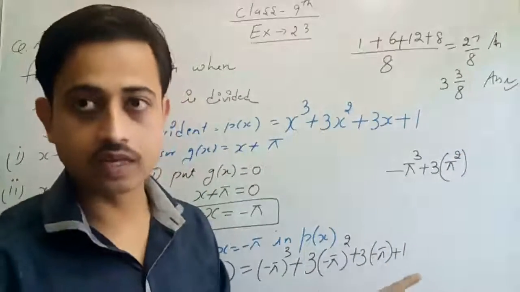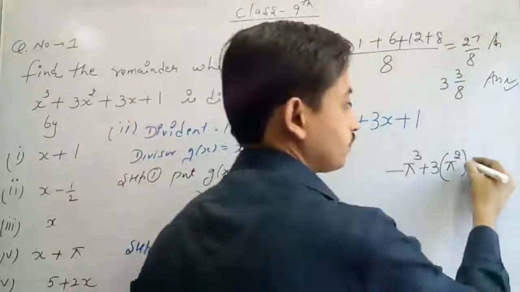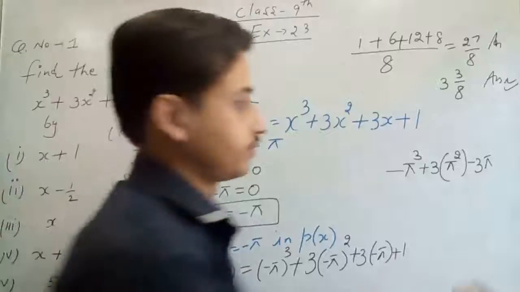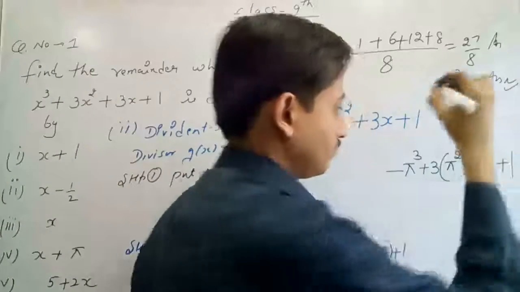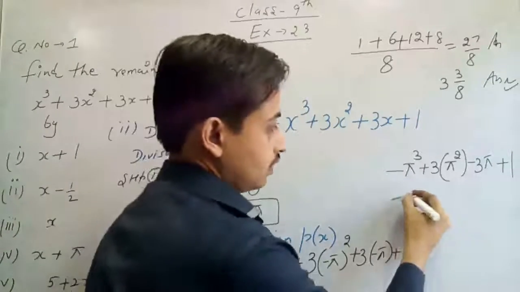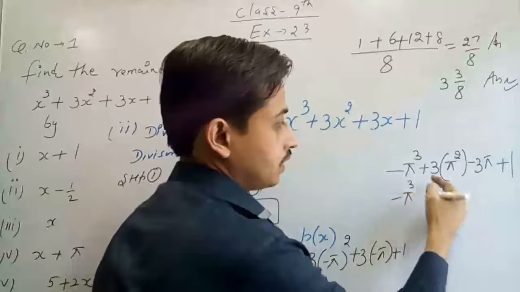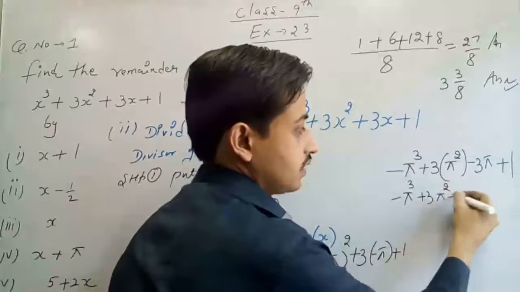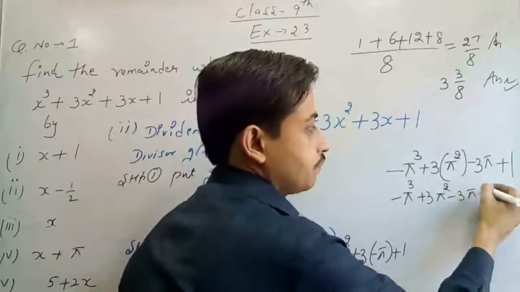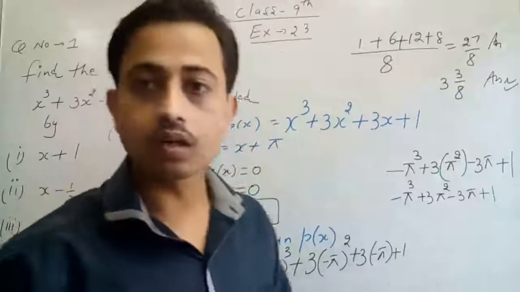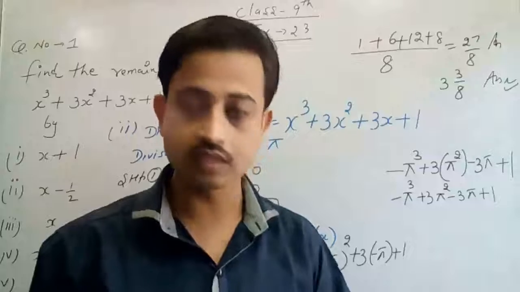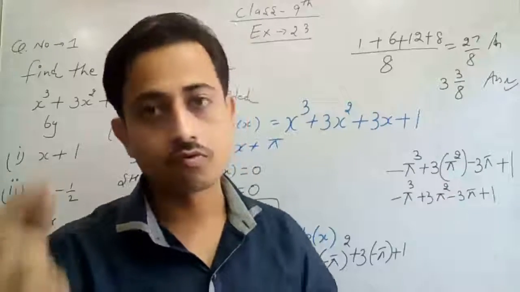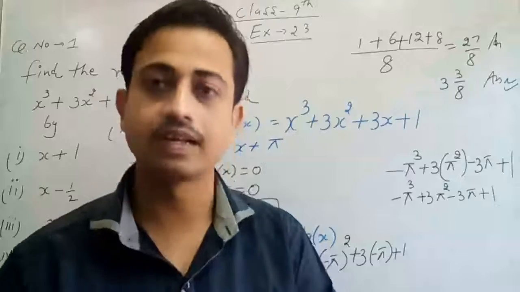3 into minus pi, we get minus 3 pi. Now this one is plus 1. Now solve this: minus pi cube plus 3 pi square minus 3 pi plus 1. All terms are different, so in this we cannot further solve. So this becomes your final answer. Please make a note.